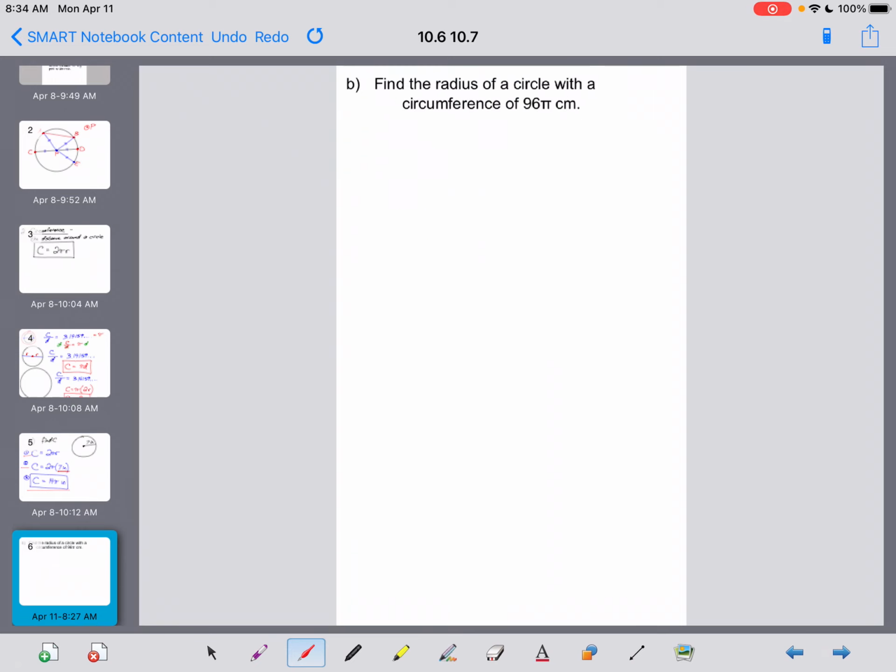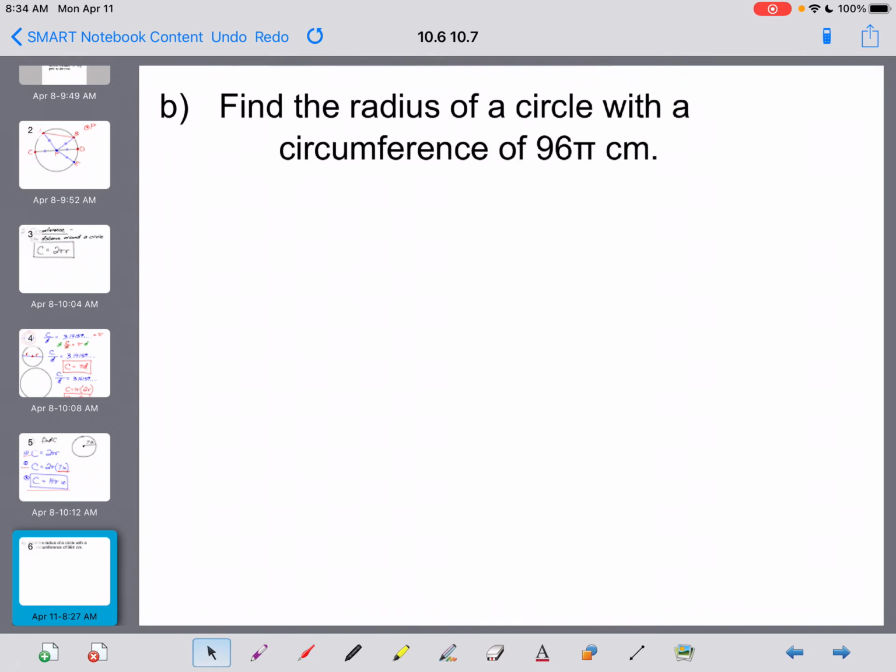What I wanted to do with you here was a problem that looked like this, because I know there's a few of these on the worksheet that you're hopefully working on today. So on this problem, it asks you to find the radius of a circle with the circumference given to you of 96 pi centimeters. And we should be pretty good at this by now, guys, because we've been doing a lot of problems for the last month or so where we work backwards. So hopefully we know what's going on right here.